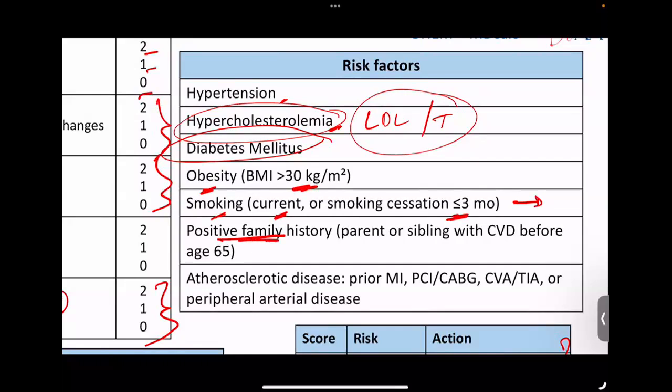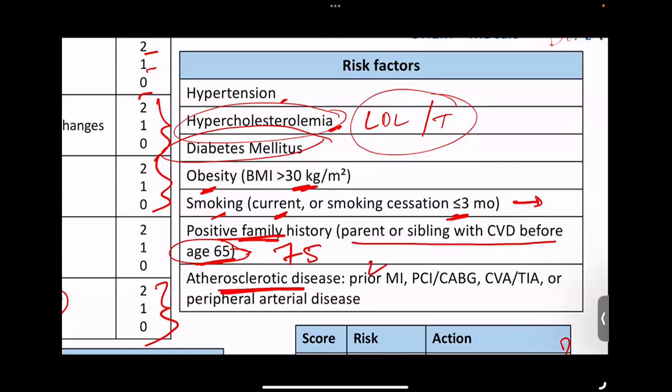Positive family history. This is where they tested in the last exam. Parents or siblings with cardiovascular disease before the age of 65. They had given it as 75, which was not a risk factor. So, the age you need to remember should be below 65 years. Above 65 years, because of the age they might have it. If I'm 80 years old and I'm having an MI, I'm not a risk factor for my child or my sibling. After 65, it is kind of expected.